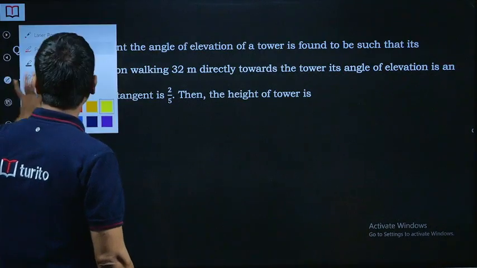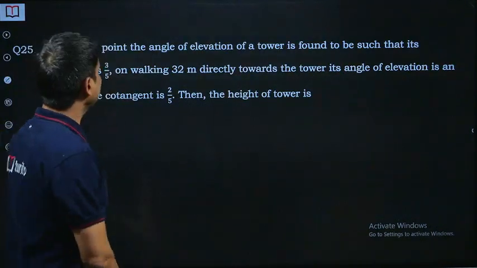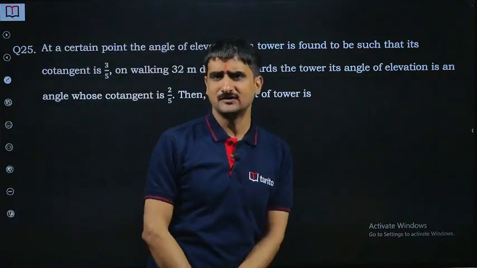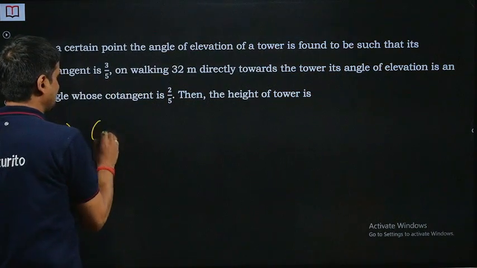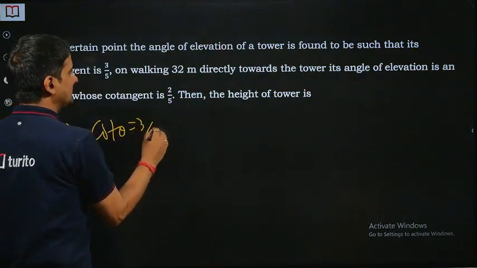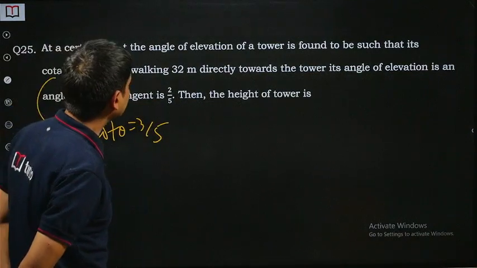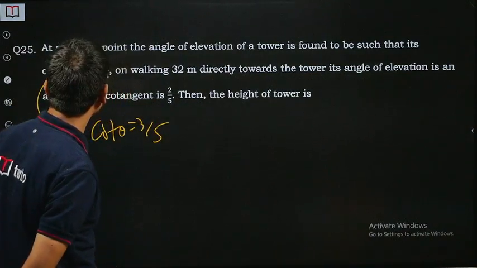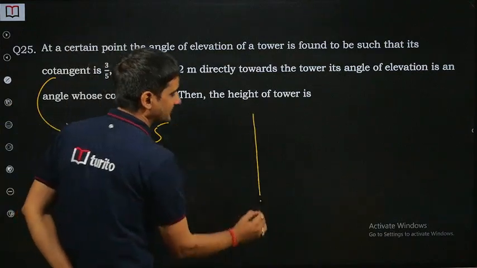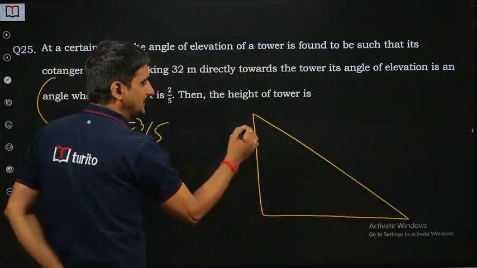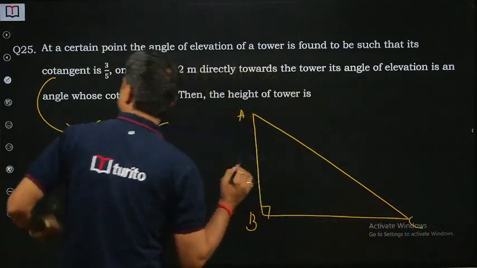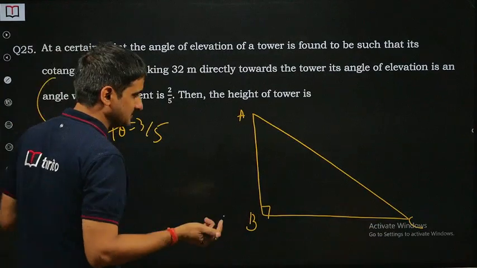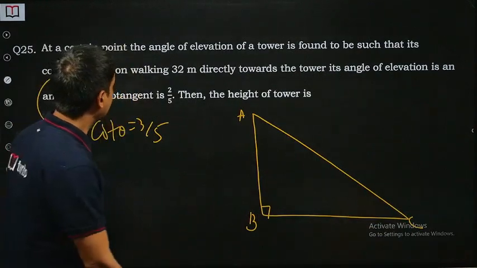Okay, now moving to the last one. At a certain point, the angle of elevation of a tower is found to be such that its cotangent, cot of theta, is 3 by 5. On walking 32 meters directly towards the tower, its angle of elevation is an angle whose cotangent is 2 by 5. Then the height of the tower. So it's again a simple 10th class type of question, isn't it? But still, you may expect such a question in your examination from trigonometry. So that might be the case.